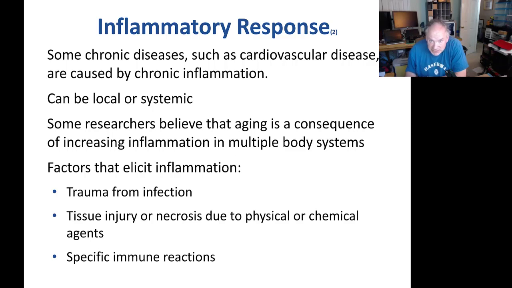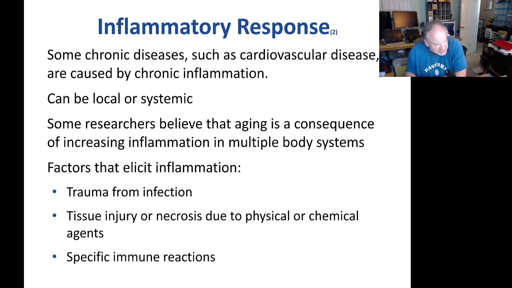Inflammatory response: some chronic diseases, like cardiovascular disease, are caused by chronic inflammation. It causes damage, and the body tries to deal with that. It's like having open lesions in your circulatory system. Some researchers believe that aging is a consequence of increasing inflammation. I can tell you that. Trauma from infection, tissue injury, or necrosis due to physical or chemical agents.